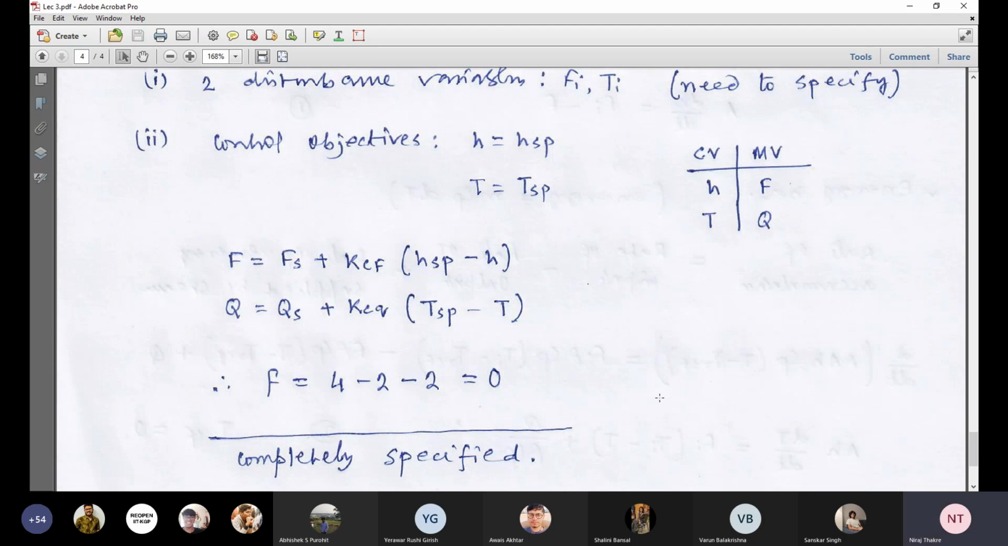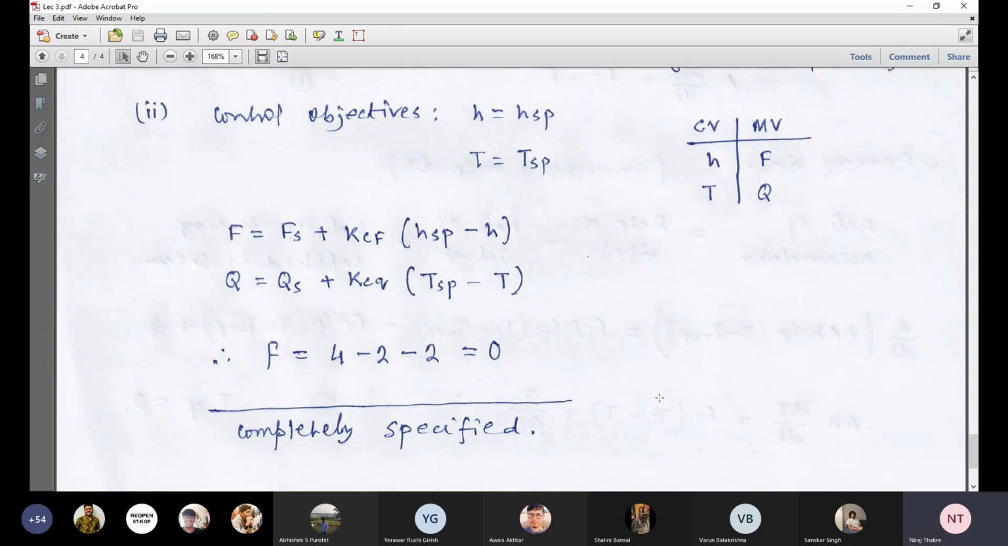Any confusion, any doubt? If you have, you can ask me. So this heating tank system is completely specified. If you have any doubt, any confusion, you can ask.